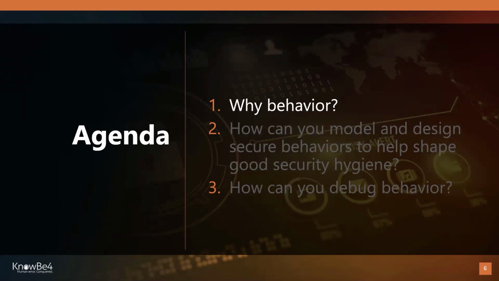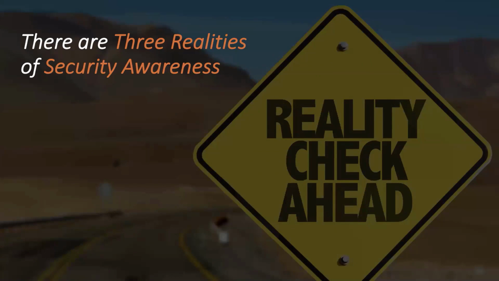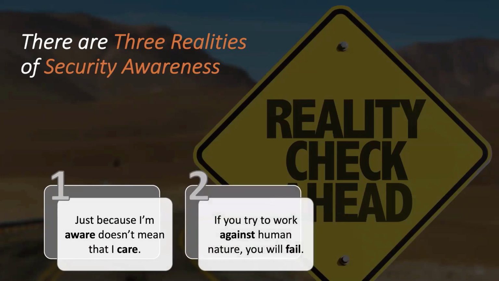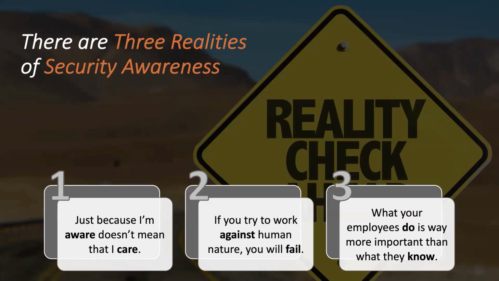How do you debug that and start to make changes if things aren't going the direction that you're hoping that they'll go? So if you remember just a couple of minutes ago, that knowledge, intention, behavior gap, there is a set of realities that naturally flow out of that. And these are what I call the three realities of security awareness. The first one is, just because I'm aware doesn't mean that I care. The second is, if we try to work against human nature, we will fail. And the third is that what our employees do is way more important than what they know.